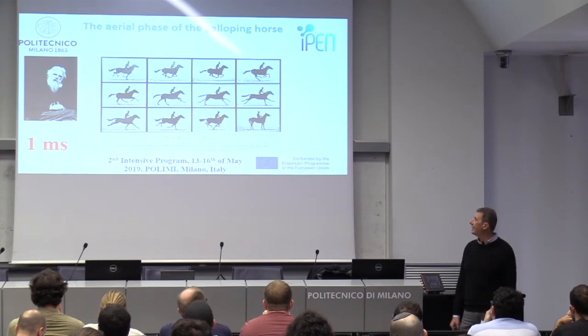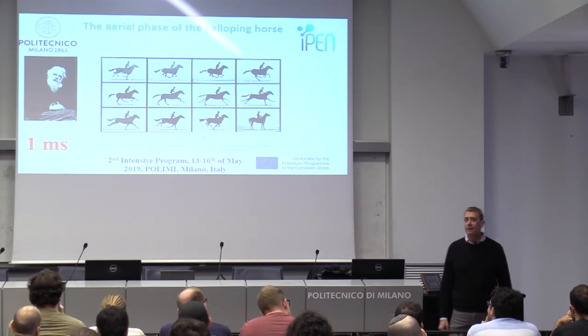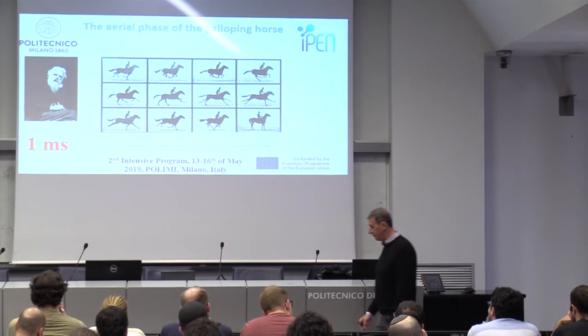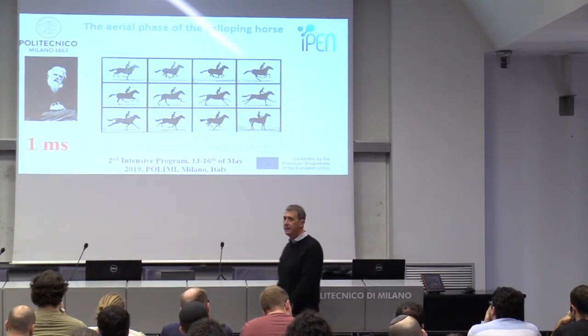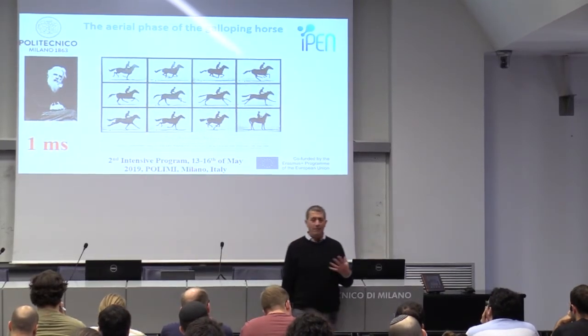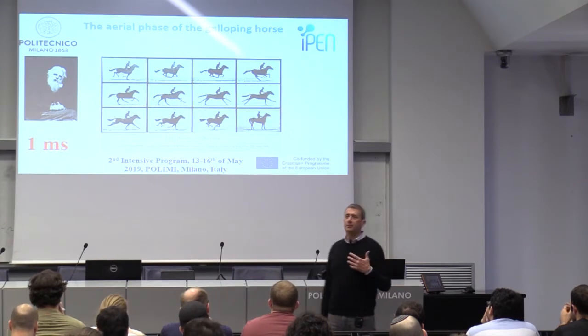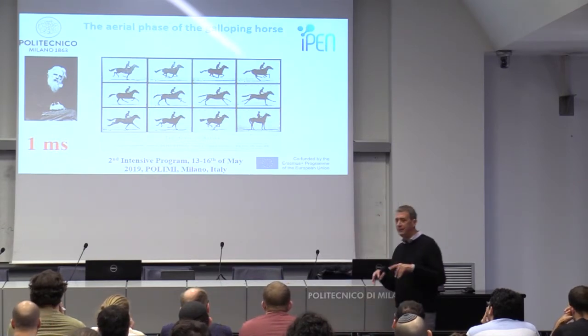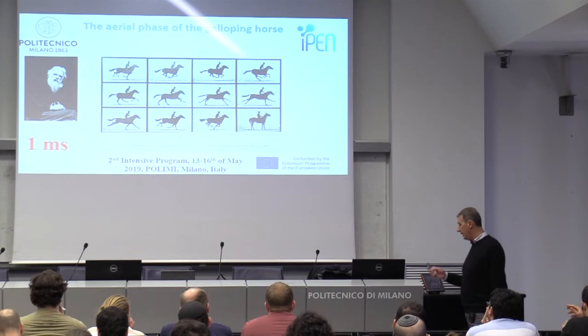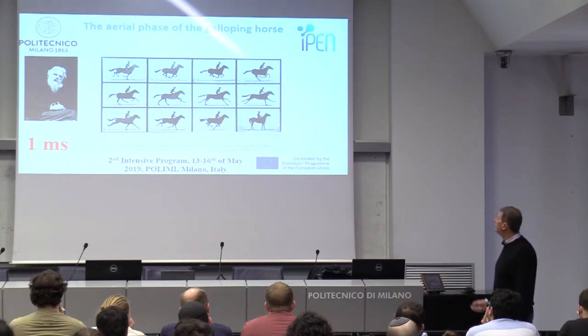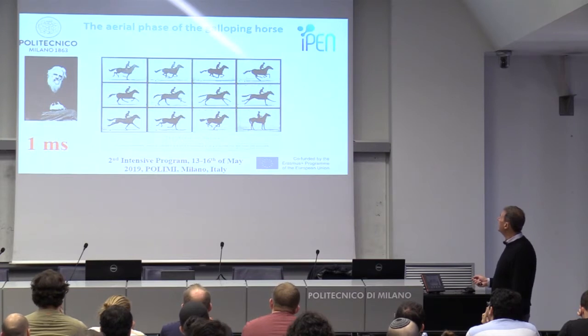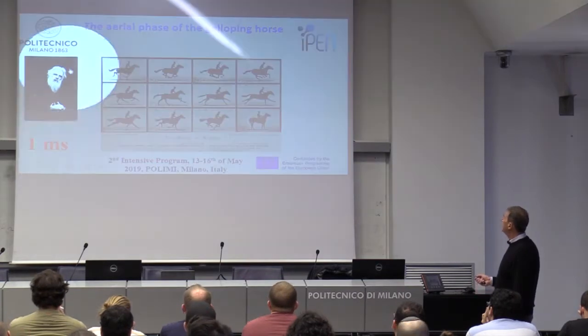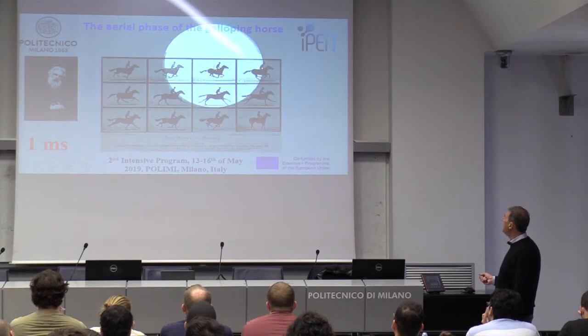So he asked Muybridge to solve a question that had been open for many centuries, about the aerial phase of the galloping horse. So how are the feet of the horse when it is galloping? And indeed, he discovered this. This is the main result. Are you shocked? I mean, that's the main result. I see, maybe you don't.